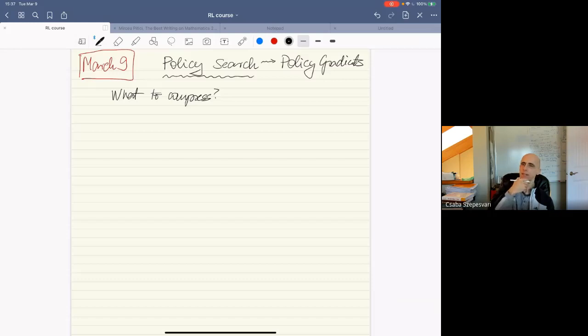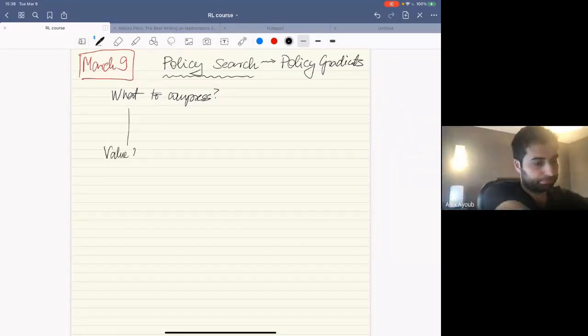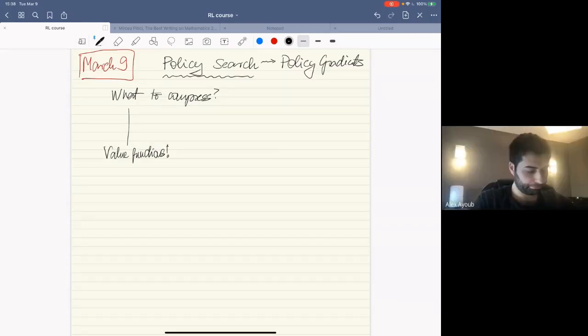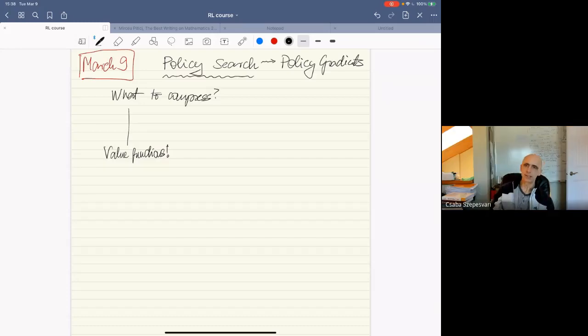To represent these beautiful objects in an exact form, you need to compress things. So what to compress? So far we were compressing value functions, and we had a great time there trying to figure out what is possible and what is not possible in an efficient way.